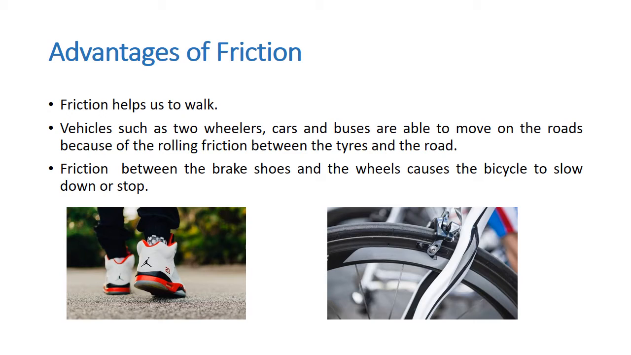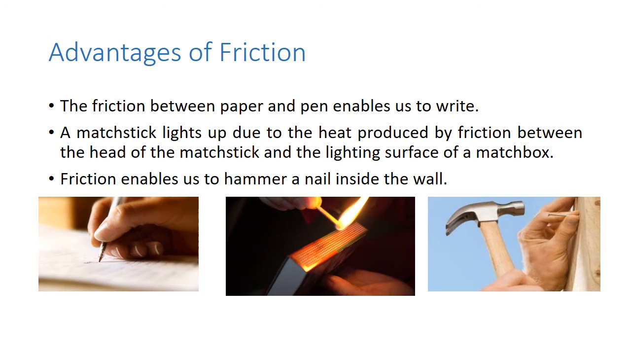Friction between the brake shoes and the wheels causes the bicycle to slow down or stop. The friction between paper and pen enables us to write. A matchstick lights up due to the heat produced by friction between the head of the matchstick and the lighting surface of a matchbox. Friction enables us to hammer a nail inside the wall.